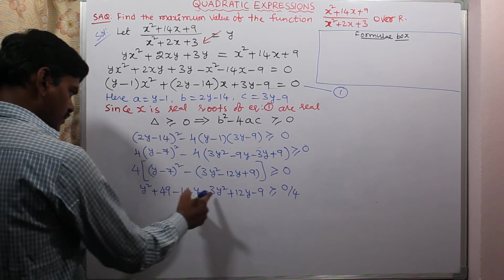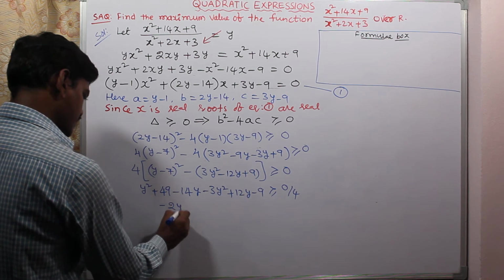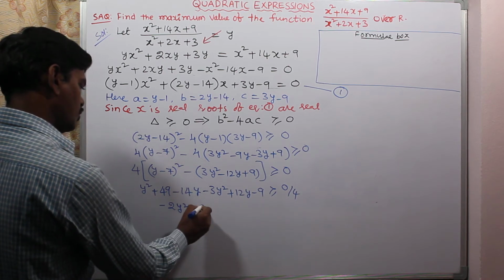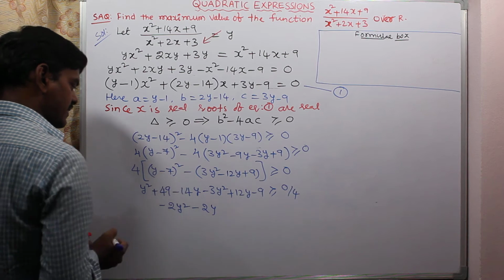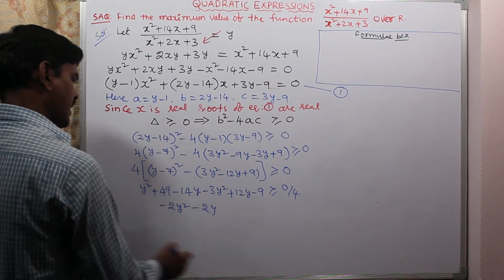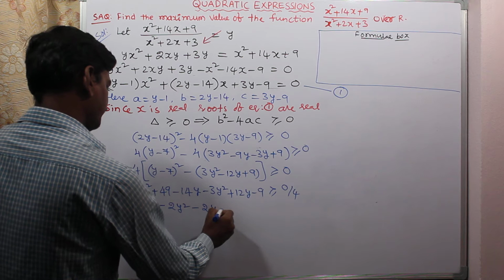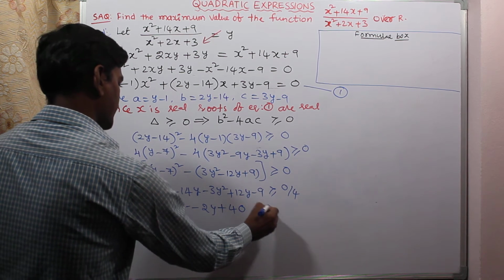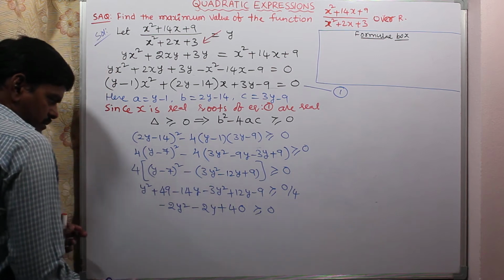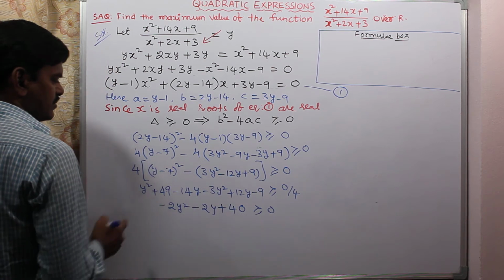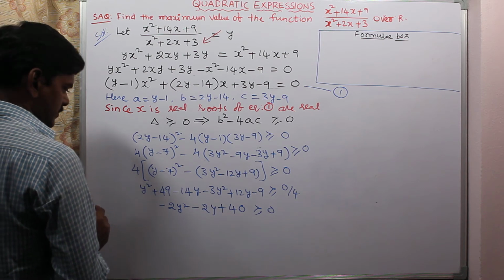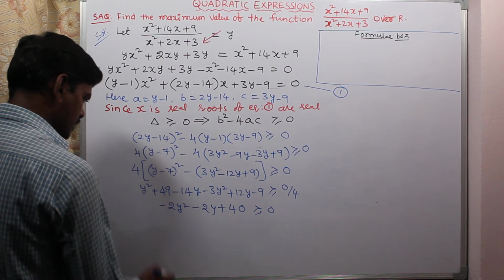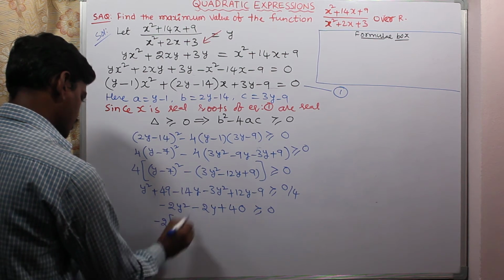Now y square minus 3y square minus 2y square minus 14y plus 12y minus 2y, because of the minus sign, plus 49 minus 9 becomes plus 40, greater than or equal to 0. Okay. Coefficient of y square, we have a negative sign, so you must take the negative common. Along with the negative sign, we can also get 2 as a common term. So overall, I would like to take minus 2 common.